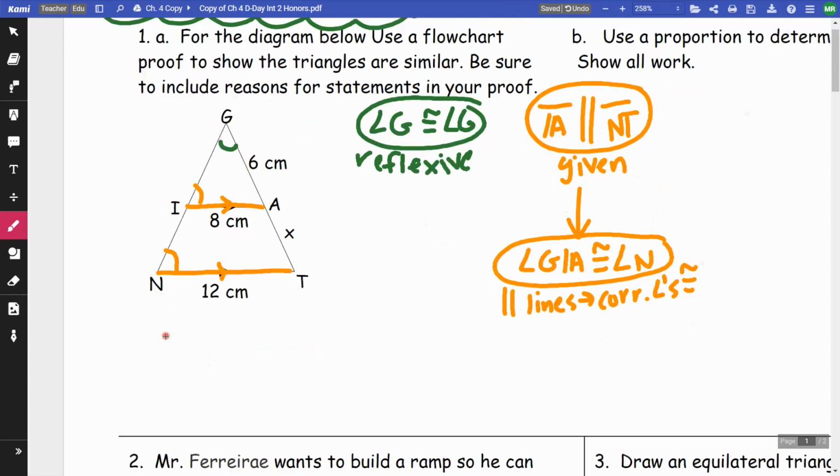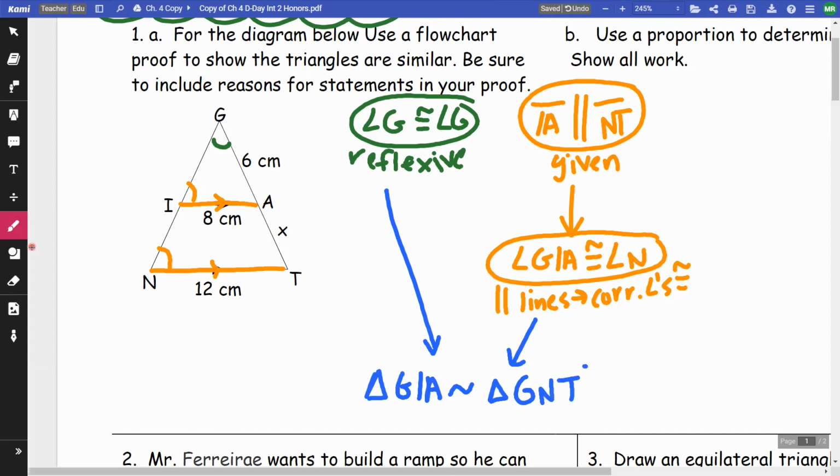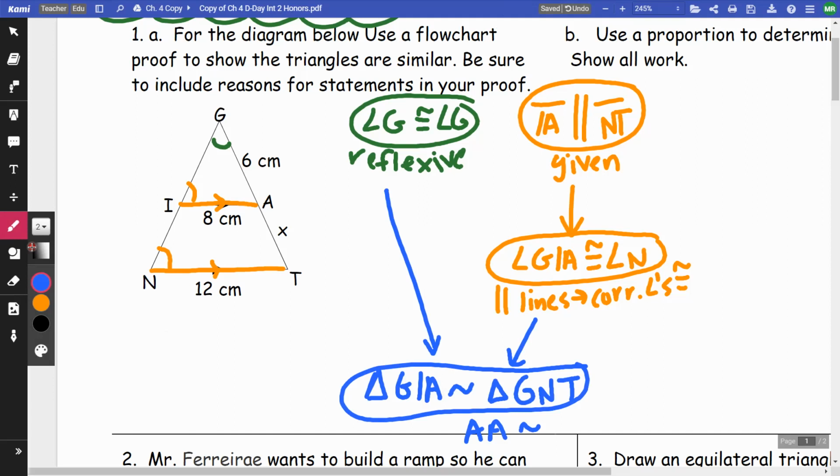Now, knowing both of these facts, I can now say that triangle GIA is similar to triangle GNT, and order matters. So if I say GIA, I have to say GNT. And the reason is angle similarity. So now that I know that these are similar, I can now find this side X.